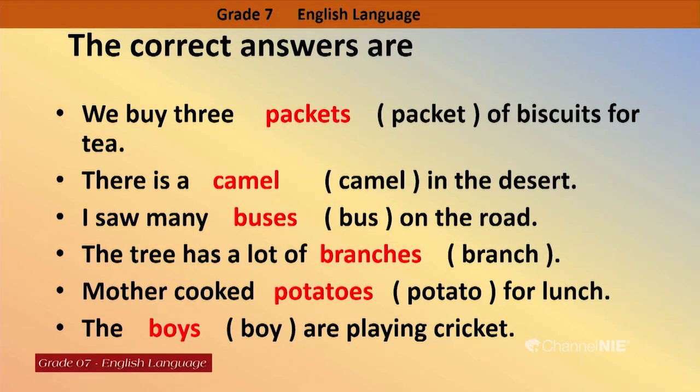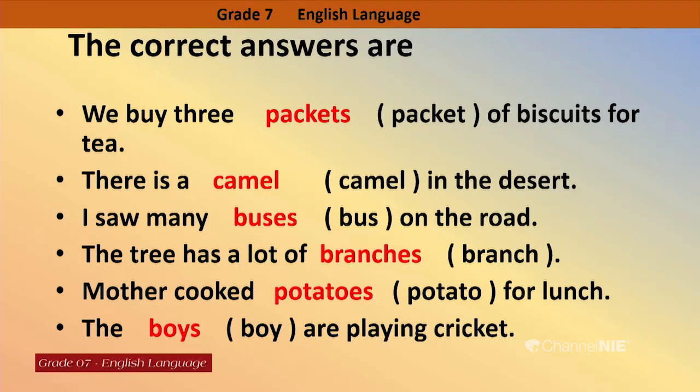Now, you can see the answers. I hope your guesses are right. We buy 3 packets of biscuits for tea. There is the number 3, it is more than 1, therefore the word should be a plural. There is a camel in the desert. The word a is given, it means 1. Then camel, 1.